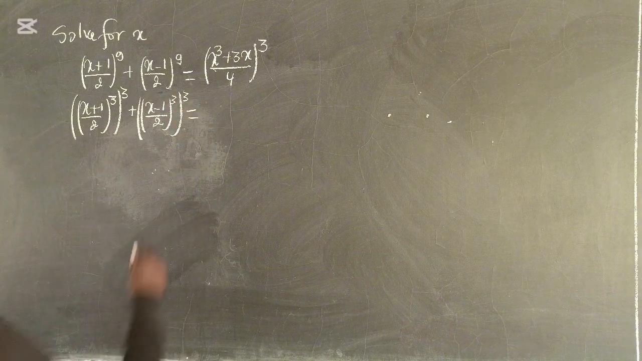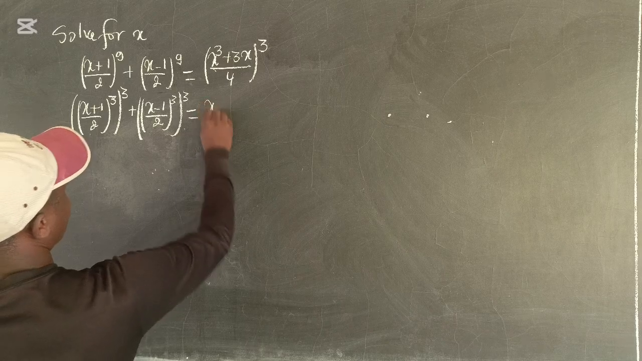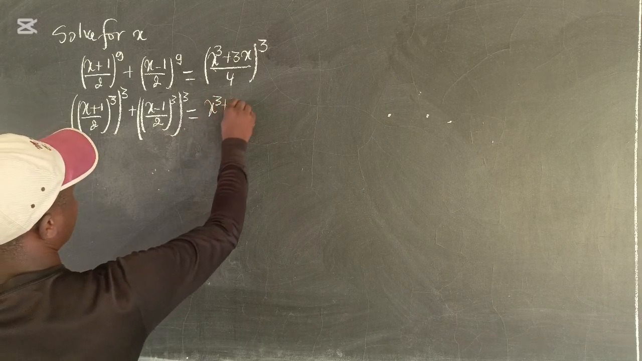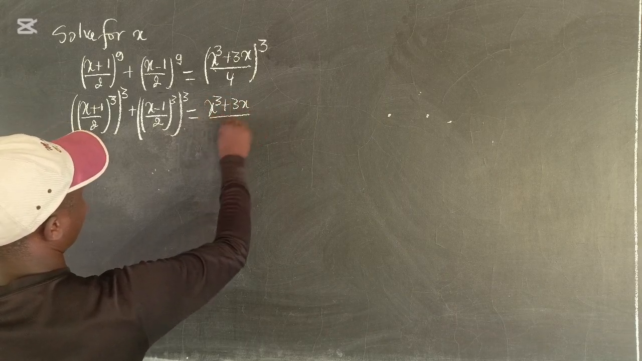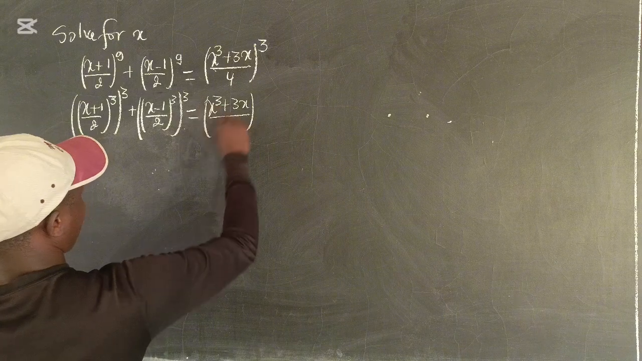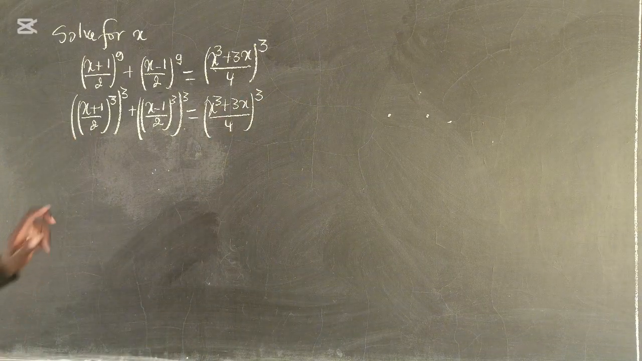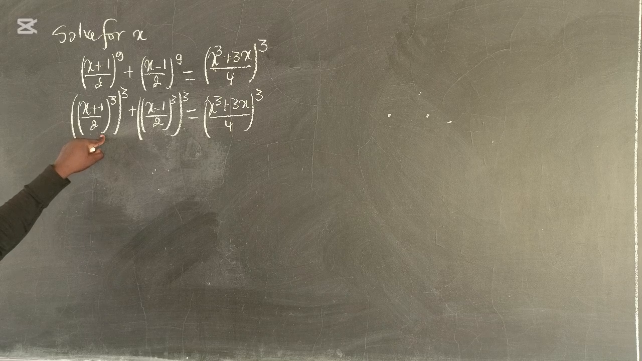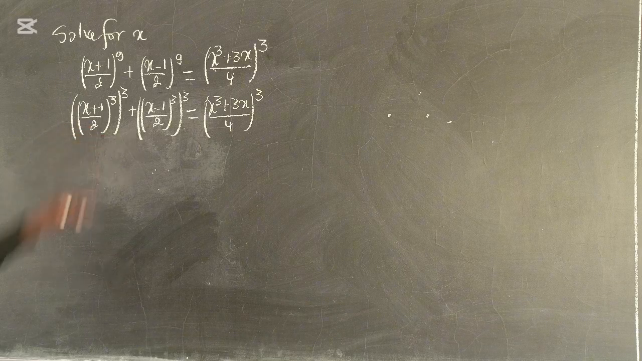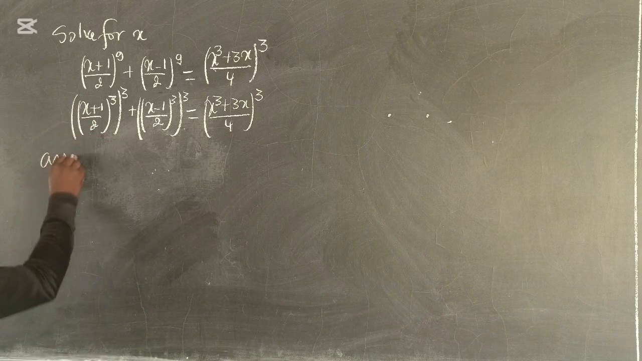This is x power 3 plus 3x over 4, power 3. Let's assume this to be a.